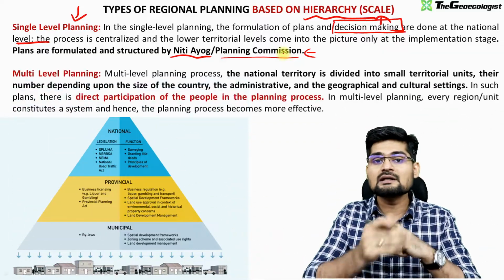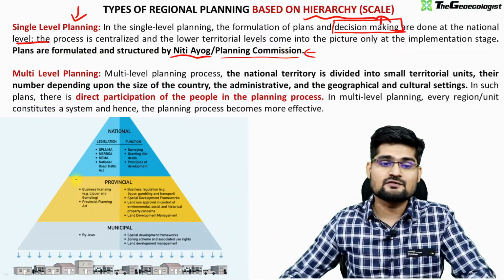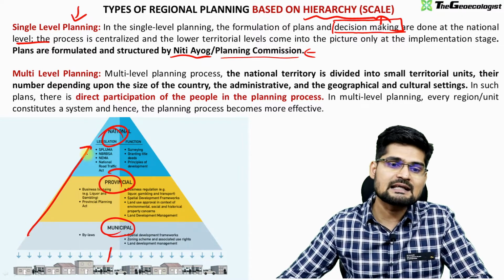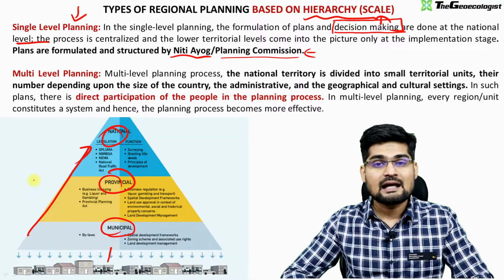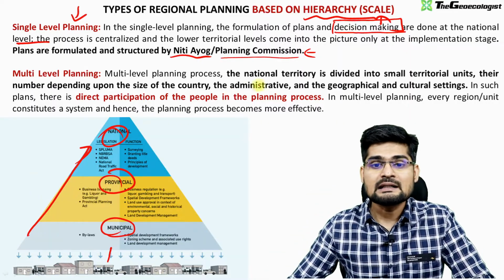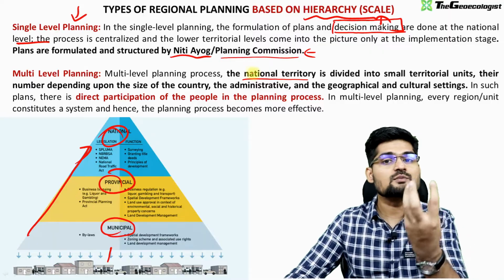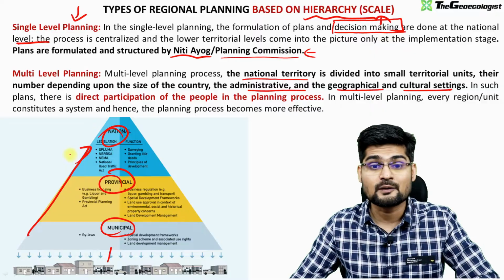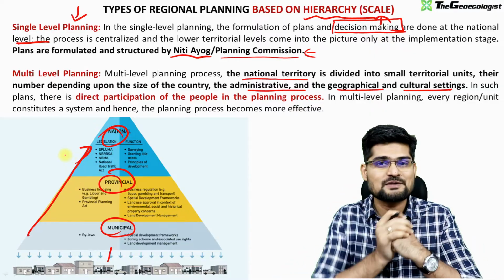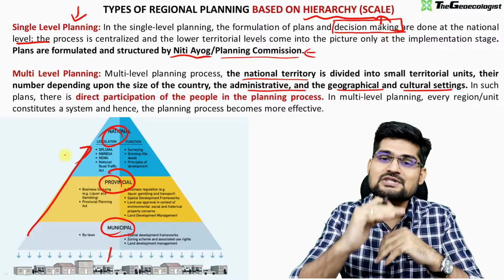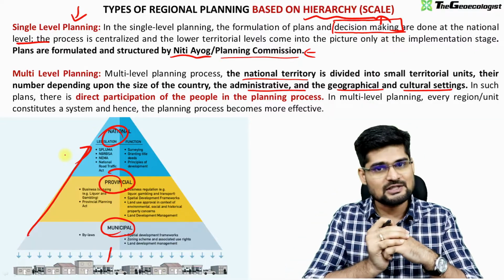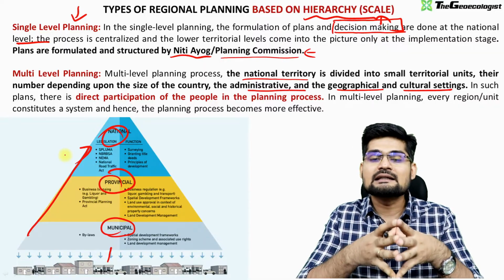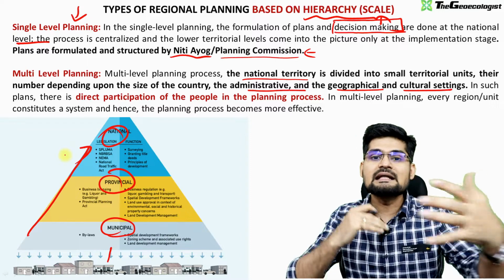But what about the other one? That is multi-level planning approach. If you observe, right from village level to municipality to provincial to national, this is the scale in this plan. This is called multi-level plan, and multi-level plan is very important for the national territory, and it is divided into smaller territorial units where administration, geography, cultures, all of these are valued. And remember, there is a direct participation of people in this kind of plan, right from panchayat level to district level to state level to national level. And this is why we say multi-level planning approach in India is very important. It gives us the value system in terms of the integrated planning.